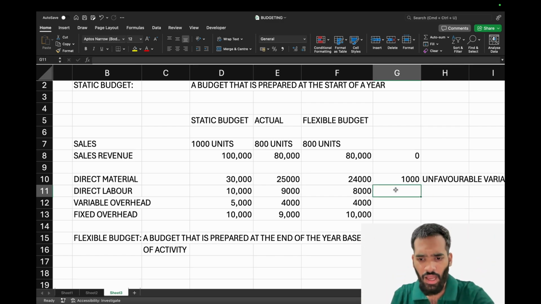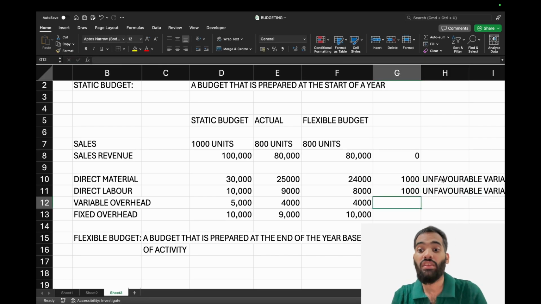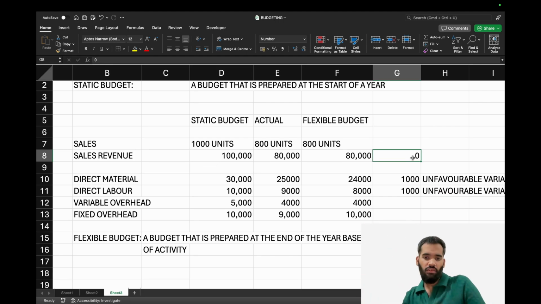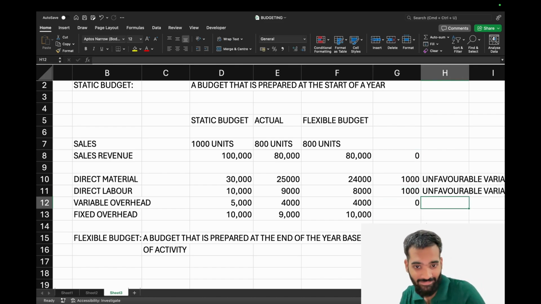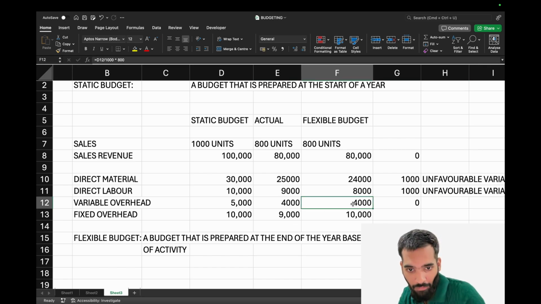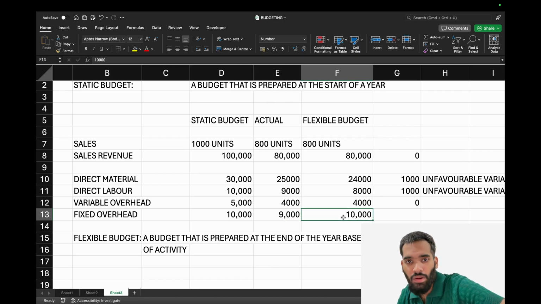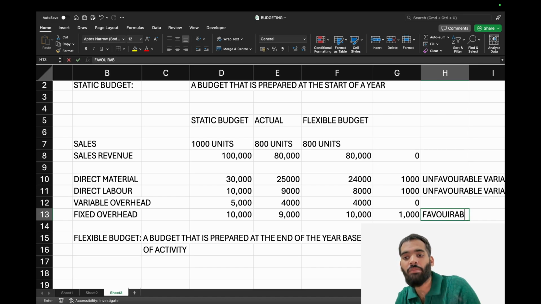For this one, we have the same problem. We overspent $1,000 on labor as well. So this will be a 1,000 unfavorable variance. Again, we lost $1,000 on labor that we shouldn't have, because we should have spent $8,000 on labor. Similarly with the variable overhead, in this case we don't have any variance, because what actually happened is what I wanted to happen. However, in the fixed overhead, actual was 9,000 and I expected 10,000. So here we actually saved money. This is called a favorable variance, where the variance was good for you.